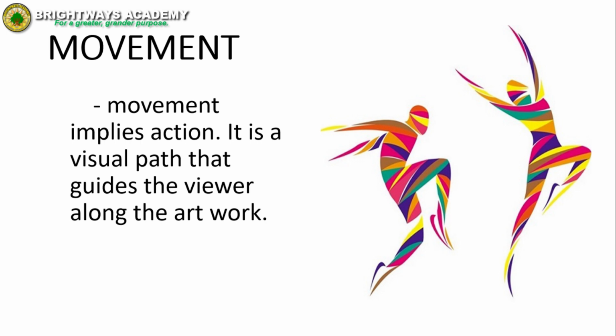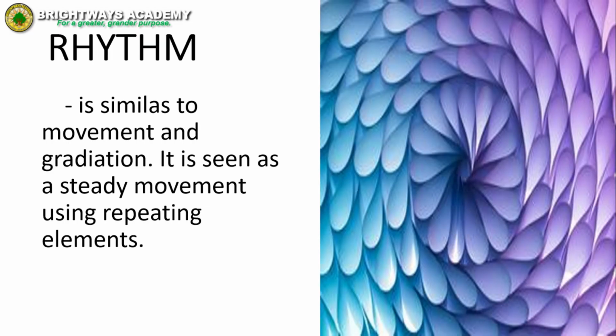Next is movement. Movement implies action. It is a visual path that guides the viewer along the artwork. Next is rhythm. Rhythm is similar to movement and gradation. It is seen as a steady movement using repeating elements. Rhythm in art is the visual or auditory pattern created by repeated shapes, elements, color, sound, and movements.